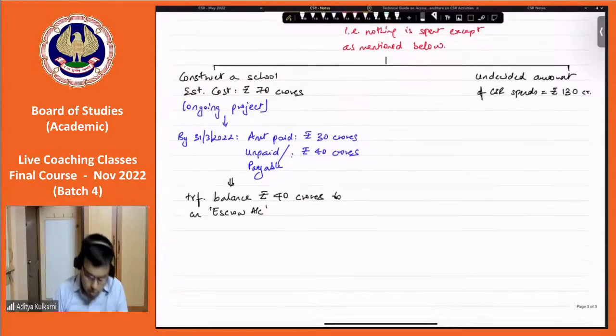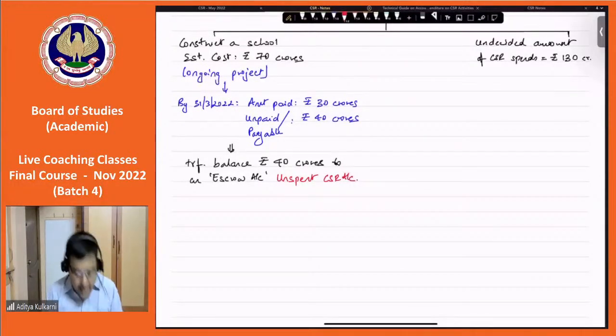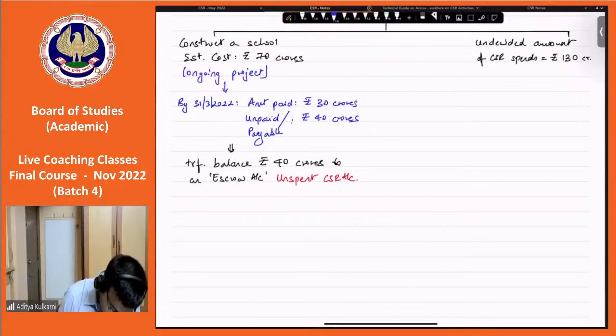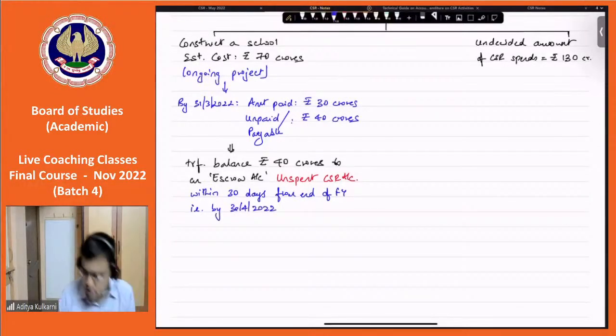Now this escrow account will be known as the unspent CSR account. It is a special account. You can use it only for the purposes of this scheme. Within 30 days from the end of the financial year, that is by 30th April 2022.